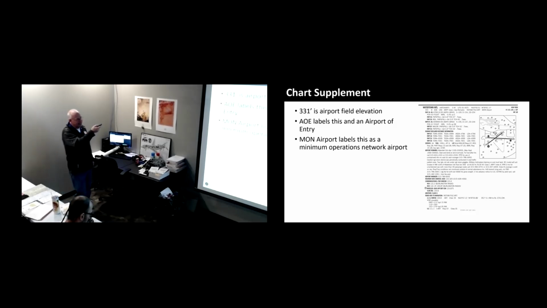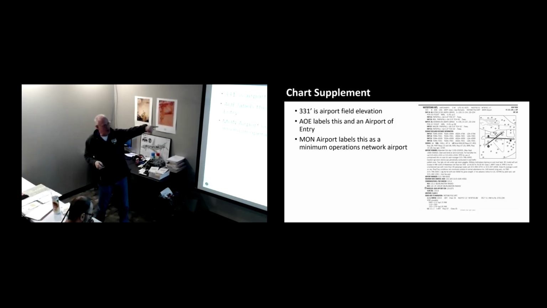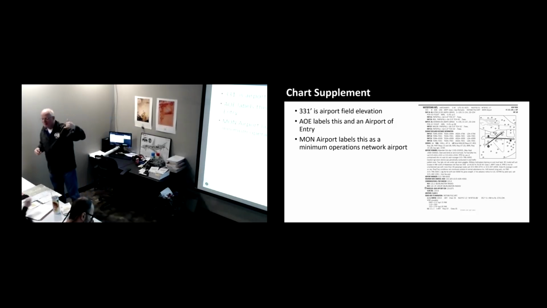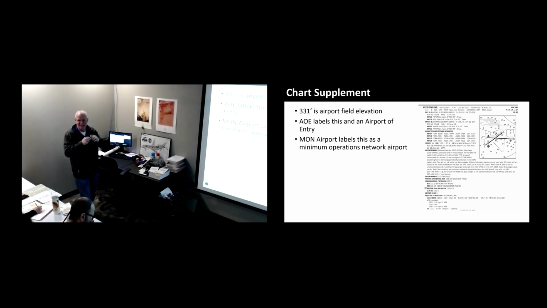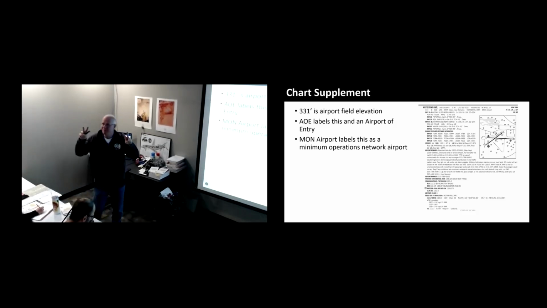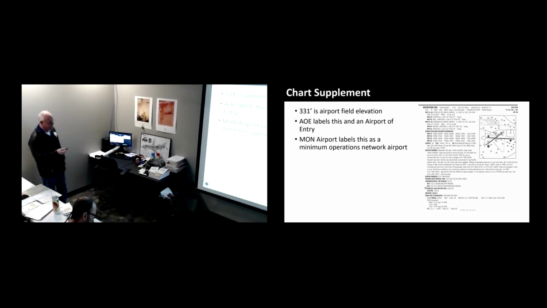The only other thing they've indicated here is the Mon Airport, all the way at the far right of the second line. A Mon Airport means that airport can be navigated to by VORs in the new minimum operational network of VOR facilities. We'll probably talk about that a little more next week and teach you about VOR. But this is a Mon Airport.